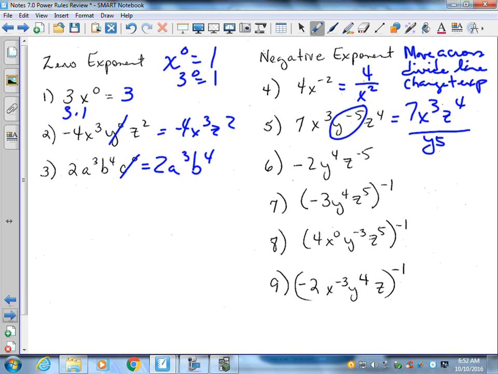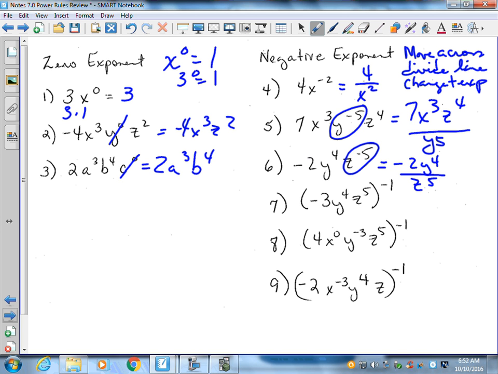Now, in this next part, the only thing that has a negative exponent is z to the negative fifth. This negative 2 out here does not move because it's a coefficient. We're moving negative exponents across that line. So negative 2, y to the fourth is staying on top, and z to the fifth is going down to become a positive z to the fifth.